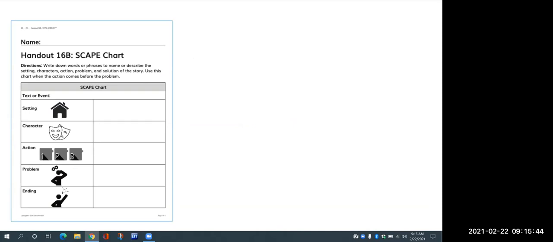Please pause here to grab your completed Handout 16B Scape Chart. That Scape Chart will have your plan for your narrative. Just hit play when you're ready to continue.